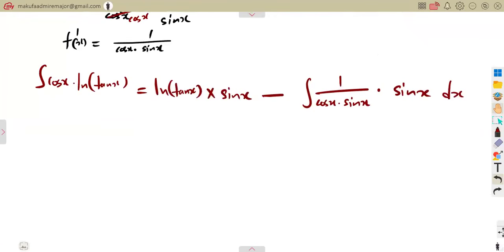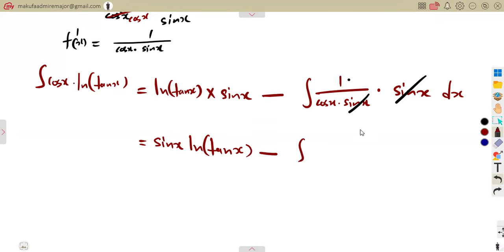Everything is there. So we can simplify further the product of these two. So you can even write this as the sine of x ln tan x, so that you do not confuse yourself here. Minus, here we can cancel this and this. We are remaining with 1 over cos. But the question is, can you integrate 1 over cos? Is it possible?